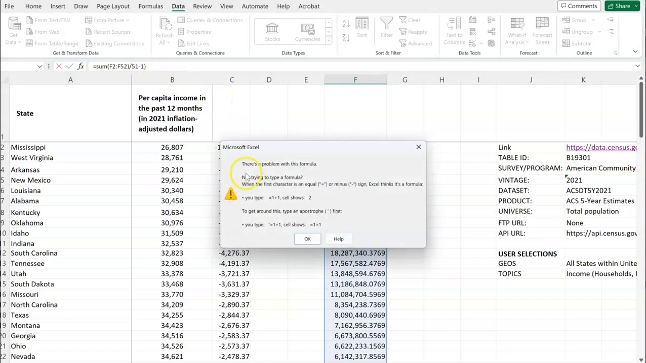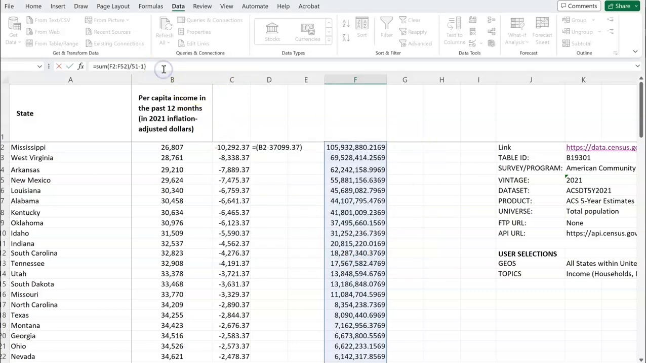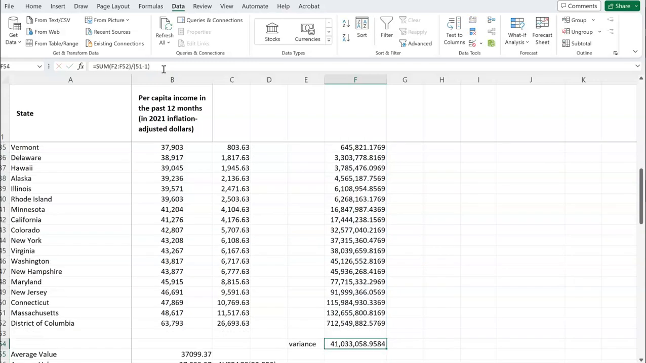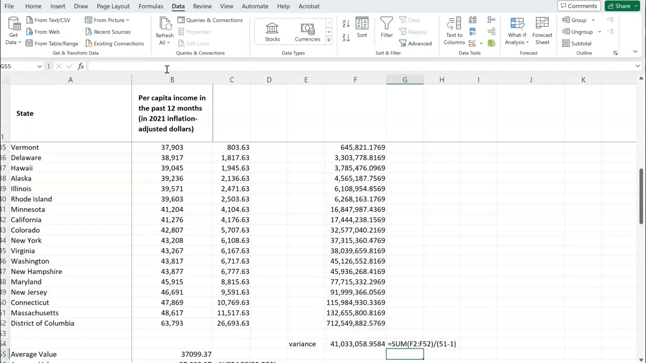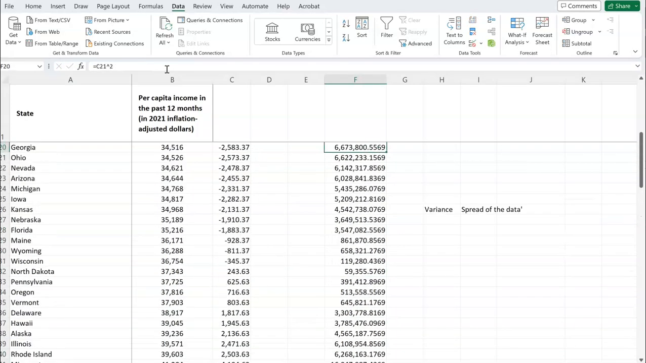I made a mistake here, so let me first fix that. I need to put a parenthesis before 51. And I get this huge number. Now, as you can see, this is a really big number, and it can be kind of daunting to understand. The number is a little over 41 million.